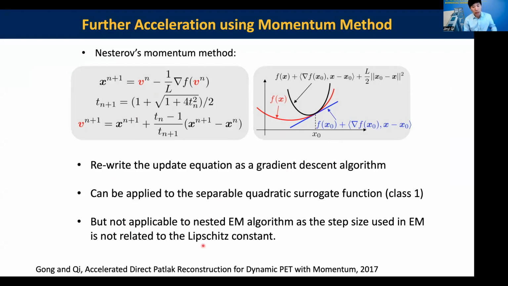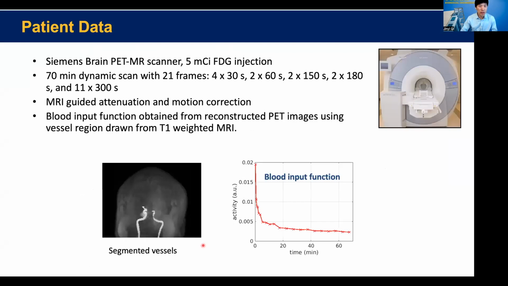Just to demonstrate the difference between those different accelerations, we apply those algorithms to this patient data. So this is an FDG brain scan on a PET-MR scanner with MR-guided attenuation and motion correction, and we get a blood input function from the reconstructed image from those blood vessels. Those are segmented from the MR image, and then we extract the blood input function curve.